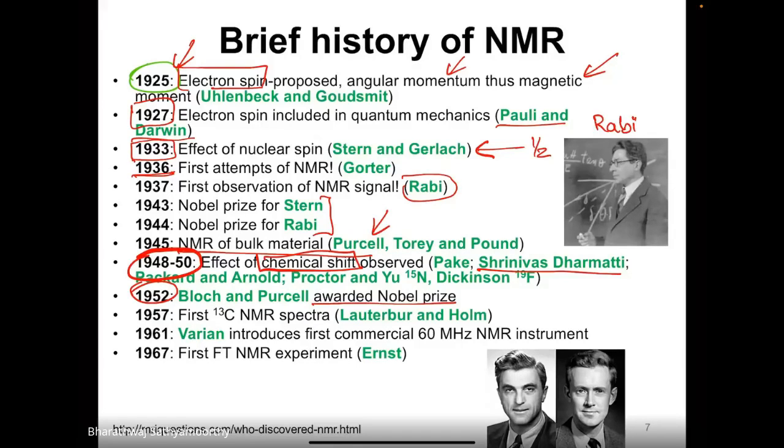And as time went on, people were also able to move on from proton NMR to other nuclei, with the first carbon spectrum being acquired back in 1957.